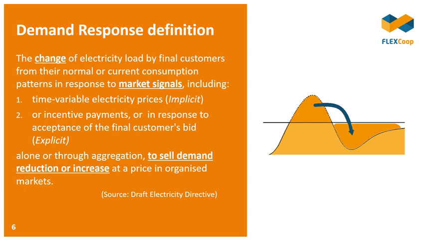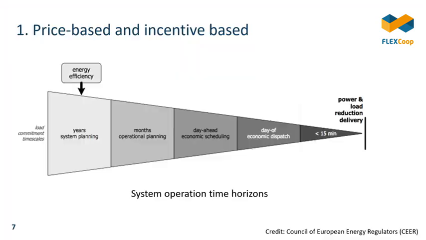And this includes time variable electricity prices, known as implicit demand response, so dynamic prices, or incentive payment, or in response to acceptance of the final customer's bid. And this is called explicit demand response. This is done by the consumer alone, or through aggregation with the intermediation of an aggregator, in order to sell demand reduction or increase at a price in organized market. Well, I hope this clarifies the concept.